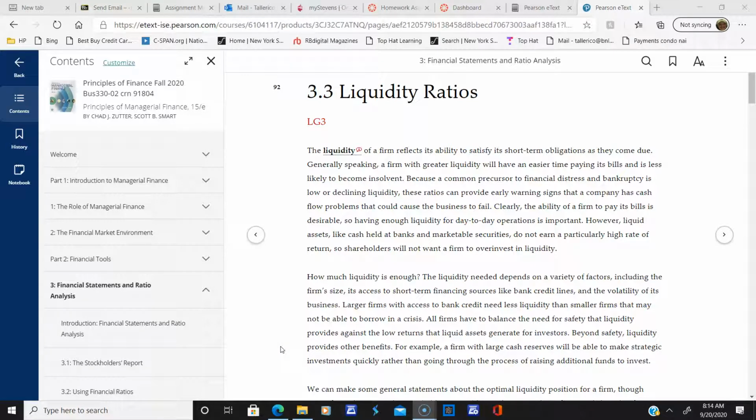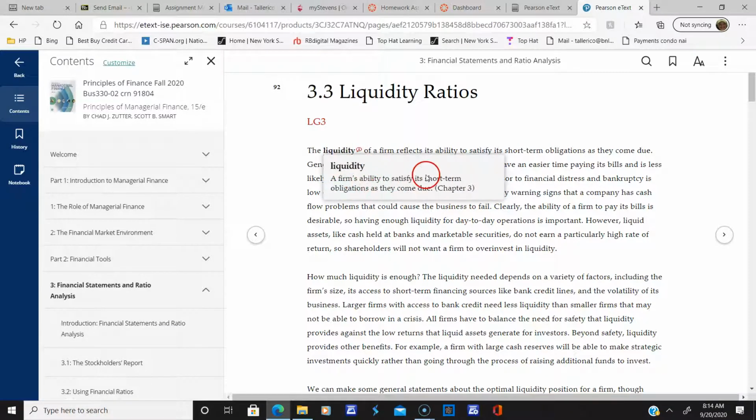I want to finish up chapter 3 today and really dig into all these different ratios. There are 5 different categories of ratios, and we're going to start off today with what are called liquidity ratios. The word liquidity means one simple thing: the ability to satisfy short-term obligations as they come due.